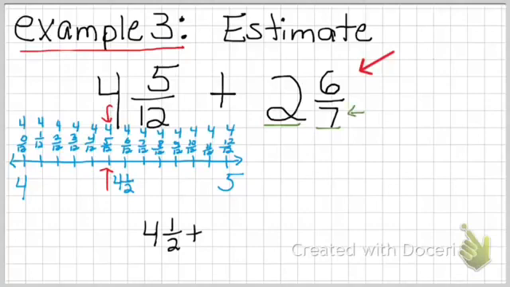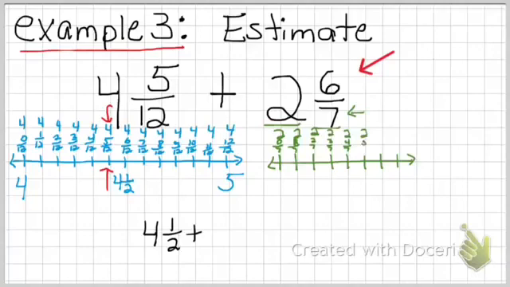My denominator of 7 tells me how to make my number line. I need 7 sections starting with 0. So here I go, 0, 1, 2, 3, 4, 5, 6, 7. Make my horizontal line with my arrows and number it. It's going to be 2 and 0 sevenths, 2 and 1 seventh, 2 and 2 sevenths, 2 and 3 sevenths, 2 and 4 sevenths, 2 and 5 sevenths, 2 and 6 sevenths, 2 and 7 sevenths.